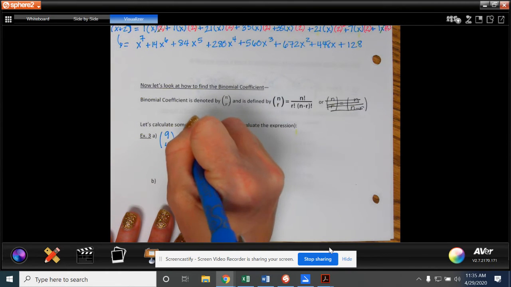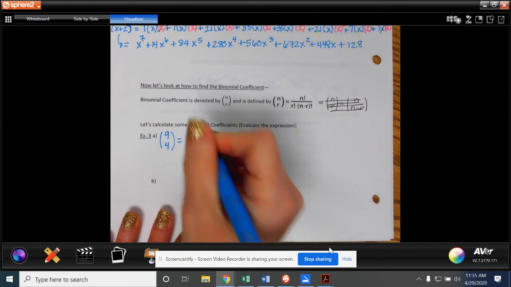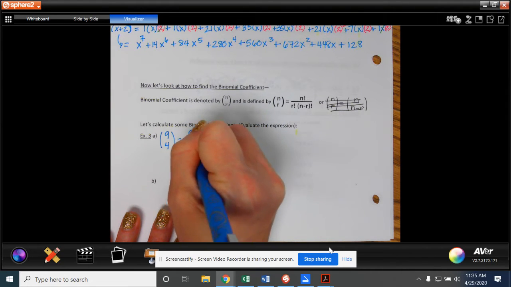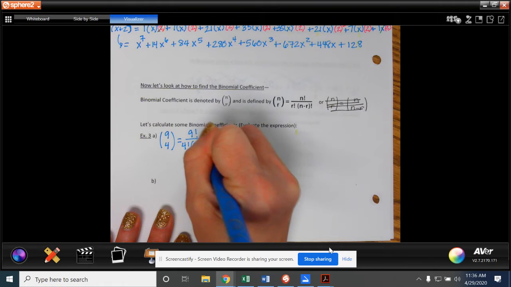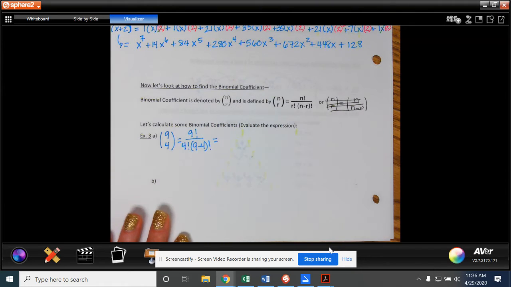So I would have 9 factorial over 4 factorial, and then 9 minus 4 factorial. Now I know that most of our calculators will do it for us, but you need to understand where this comes from, how it's found, and show some handwork for it.